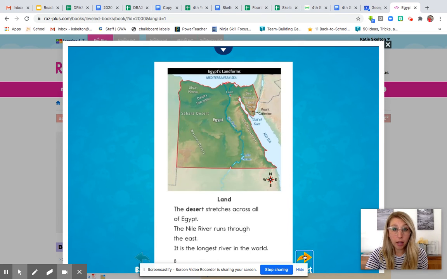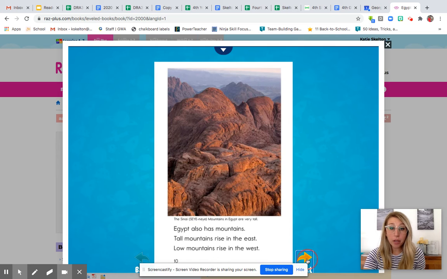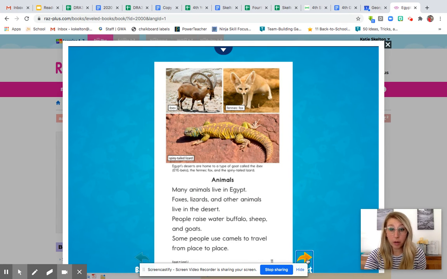If we keep going and look at the next one, we see that this section is going to be about land. The first sentence says, the desert stretches across all of Egypt. So I'm guessing as a reader that this section is going to be about the desert and about the land in Egypt. You can do this for the rest of your text. However, the first sentence isn't always going to be about the main idea. You might have to read a little bit further, but you don't necessarily need to read the whole text again to tell what it's about.